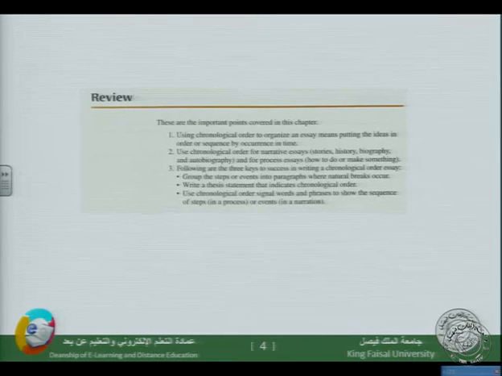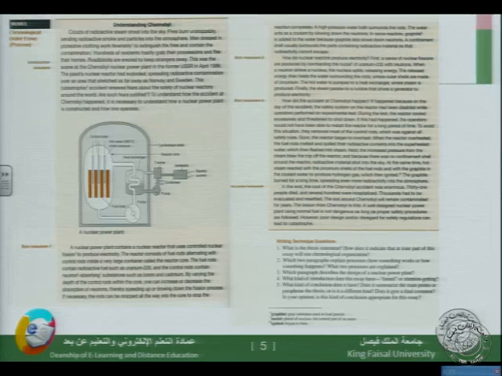Point number 3, following are the 3 keys to success in writing a chronological order essay. First one, group the steps or events into paragraphs where natural breaks occur. Write a thesis statement that indicates chronological order, and use chronological order signal words and phrases to show the sequence of steps in a process or events in a narration, like first, second. We have talked about these signal words. So please try today to apply all the rules that we have taken, these major points I just mentioned, on these exercises.